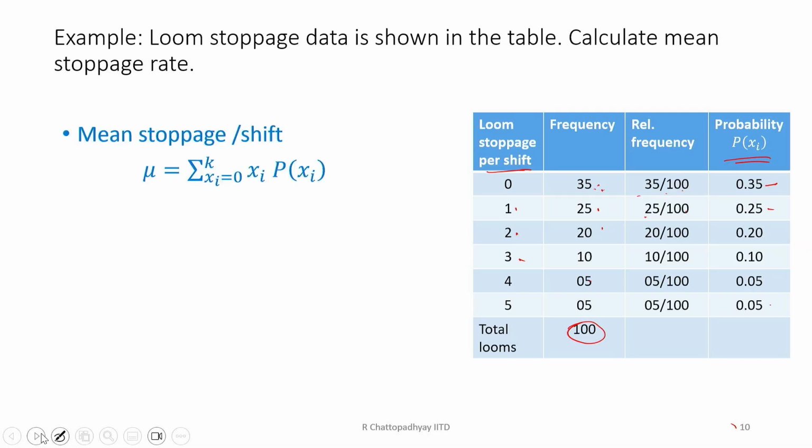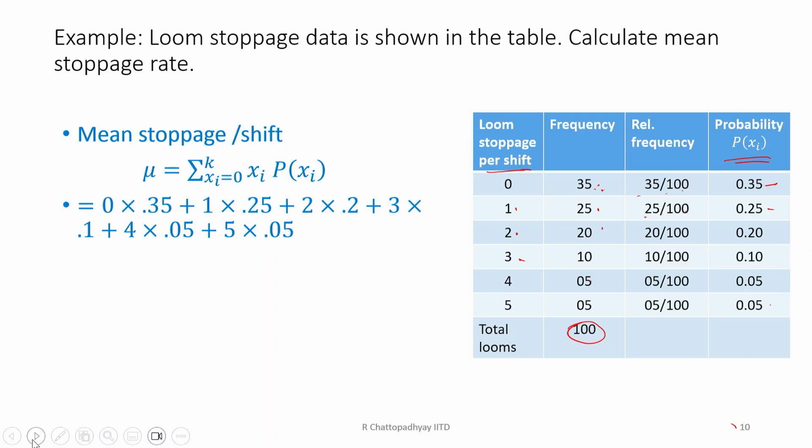So now you have to calculate. You know the formula, mu is this. So what we do? We'll write sigma xi pxi. So xi values are 0, 1, 2, 3, 4, 5. So 0 into 0.35, 0.35 is here. This is 0. So we multiply these two.